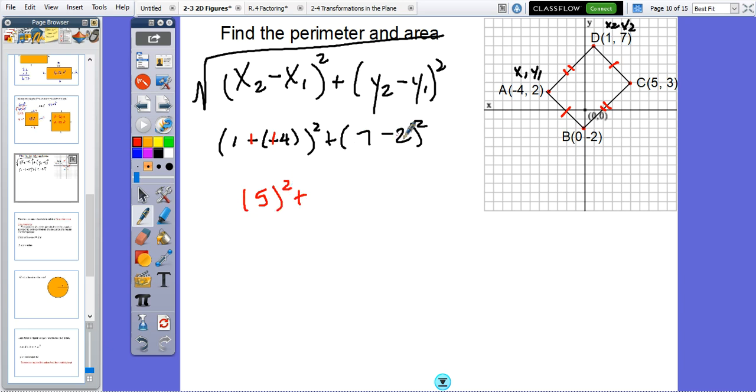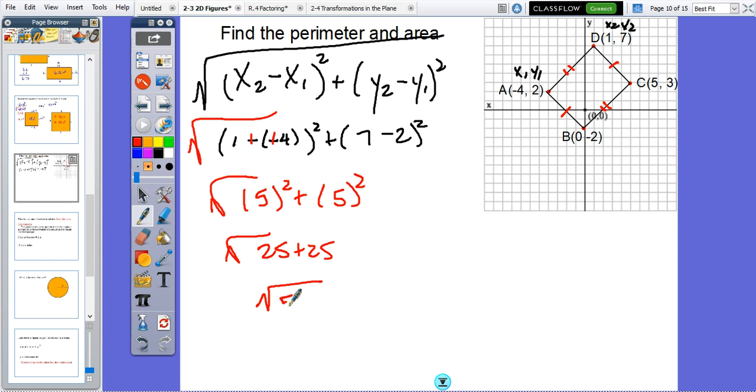And over here, we got 7 minus 2. We end up getting 5 squared. You square them both, you get 25 plus 25. Understand, this whole time, this is under one big radical. So we have a bad habit of dropping the radicals, and you guys will give me the answer of 50. So we got to keep our radicals. So 25 plus 25, we get radical 50.